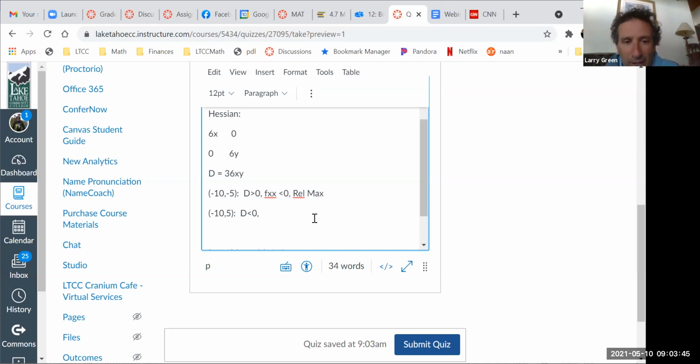Yeah, it's a saddle point. Right, that's all part of the second derivative test. Very important to have that down. Okay, now let's do the next one.